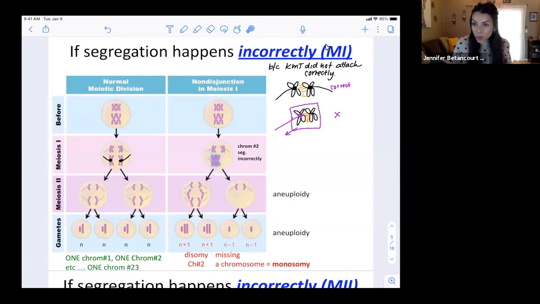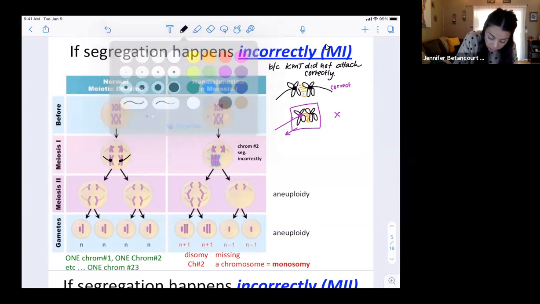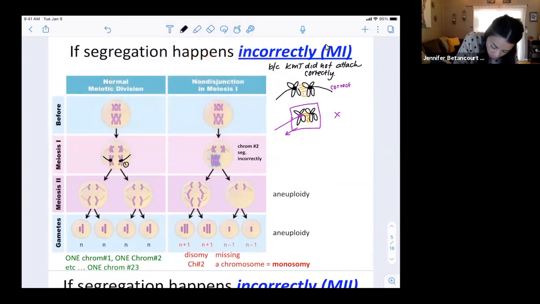Okay. And if you pull both of them, then both of them go to one cell and the other cell gets no chromosome number 1, right? So let's get our numbers in there. This is chromosome number 1. So this is how it should look.